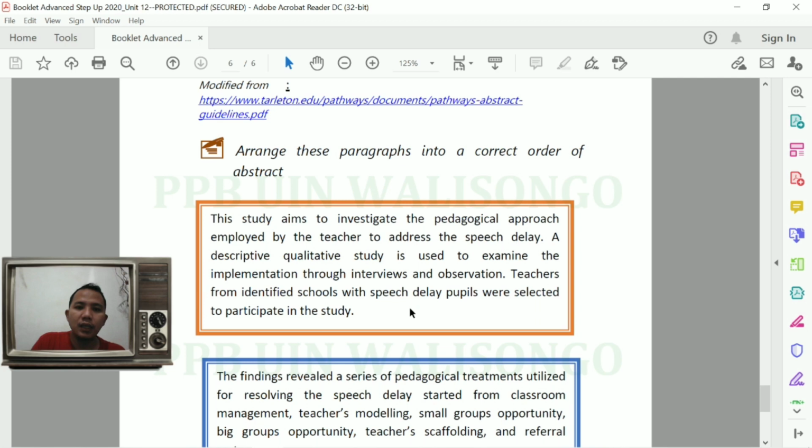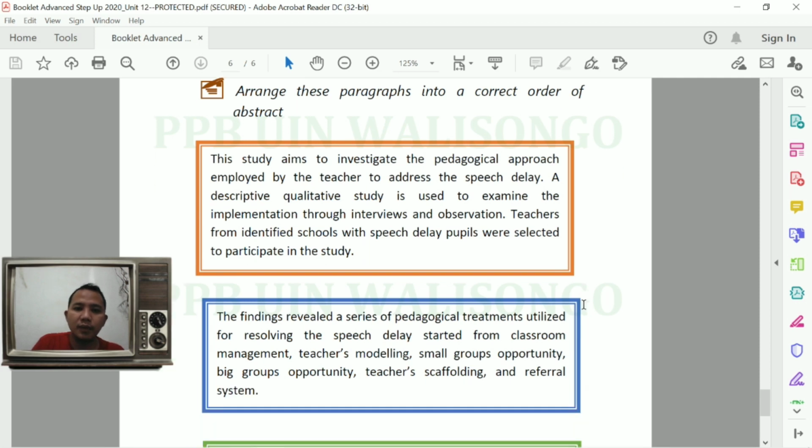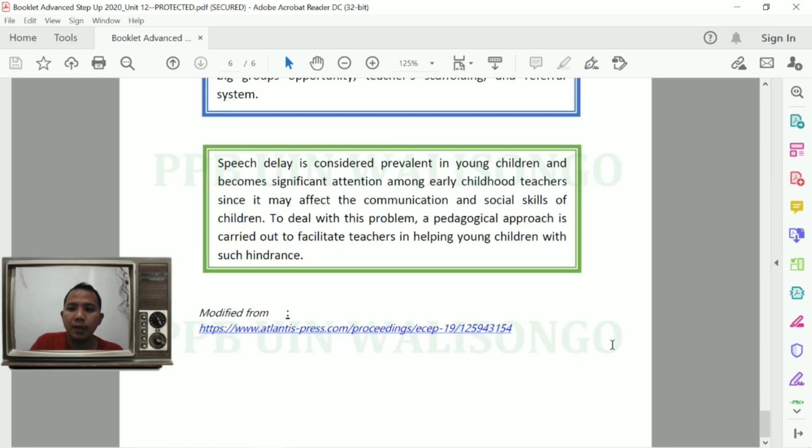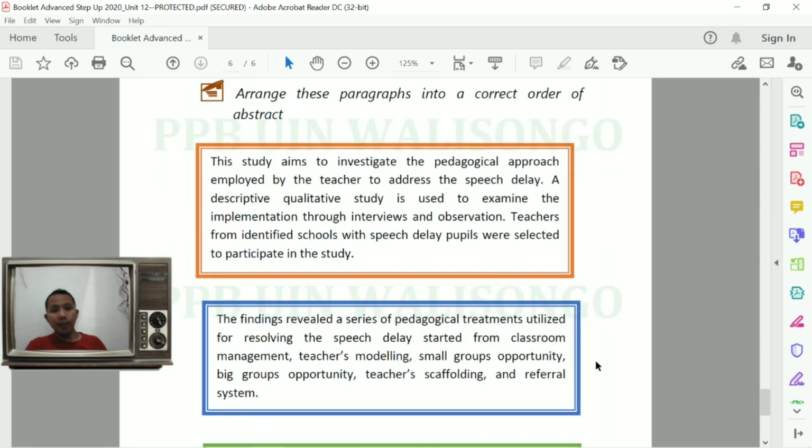And this is the last example for you to practice. Ya, coba latihan di sini, nanti taruh yang mana yang urutannya, mana yang introductions, mana yang material methods, mana yang result discussions. Ya, pada umumnya untuk abstrak sendiri terdiri dari 3 macam ya, introductions, material methods, and result discussions.